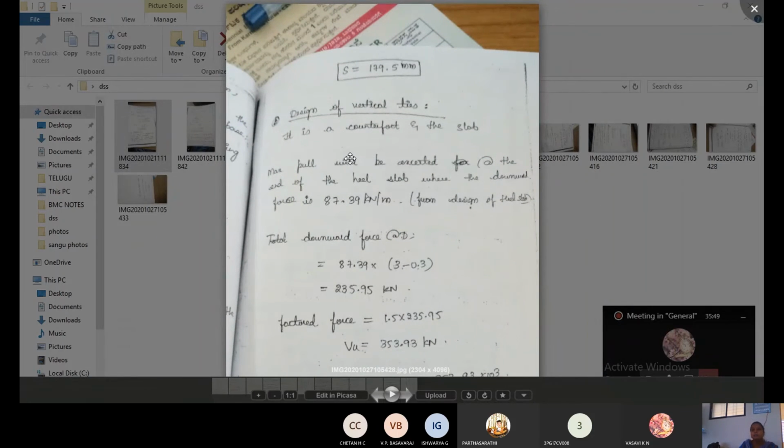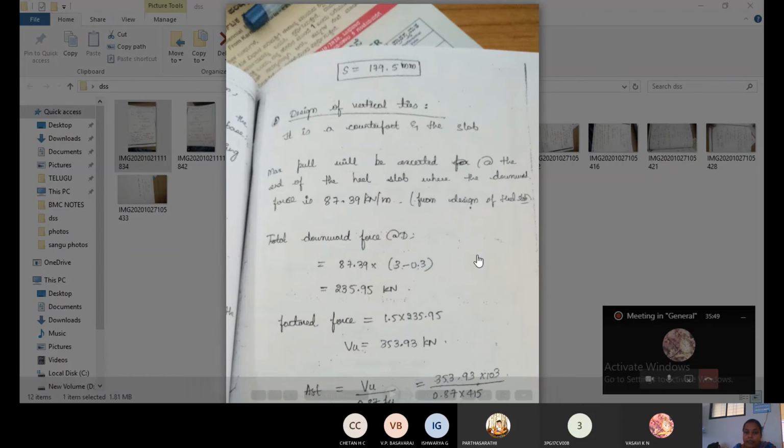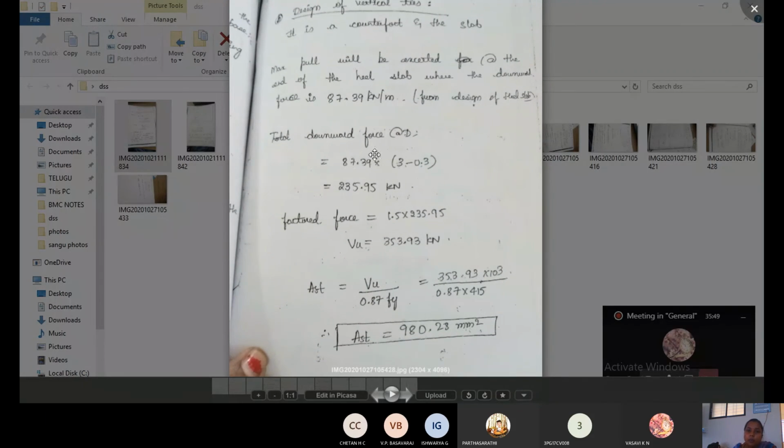Similarly with respect to vertical ties, we will calculate design of vertical ties. It is the counterfort and the slab. Maximum pull will be exerted at the end of the heel slab, where the downward force is 87.39 kilonewton per meter. This value 87.39 is taken from the design of heel slab. So here, students, total downward force at d is 87.393 minus 0.3. If you do the simplification, you will get 235.95 kilonewton. So by multiplying this value by 1.5, we will get factored force, which is 353.93 kilonewton.